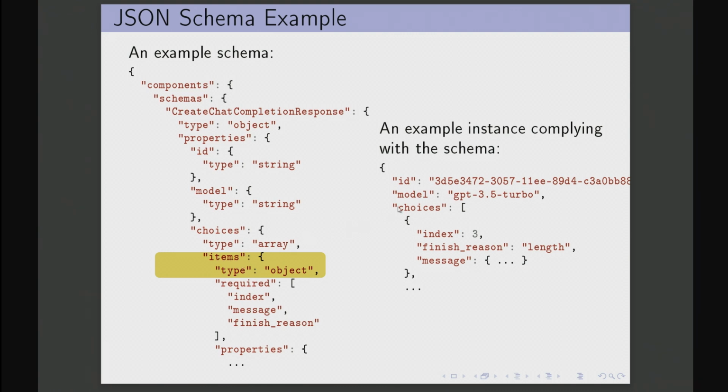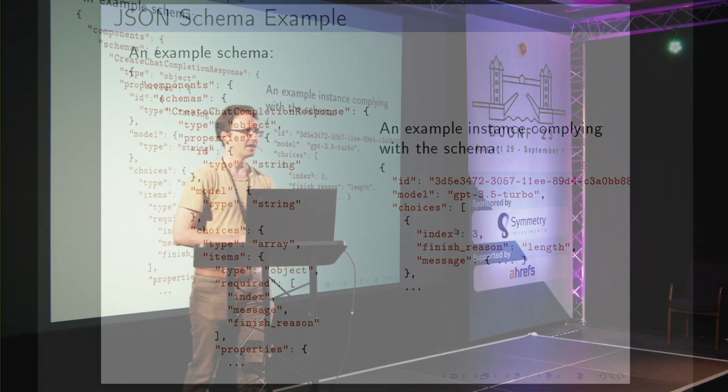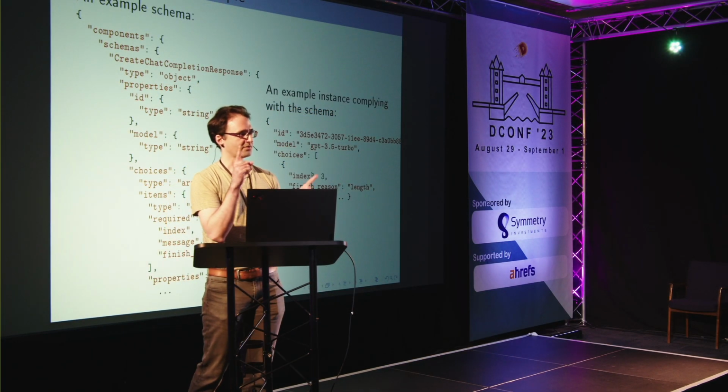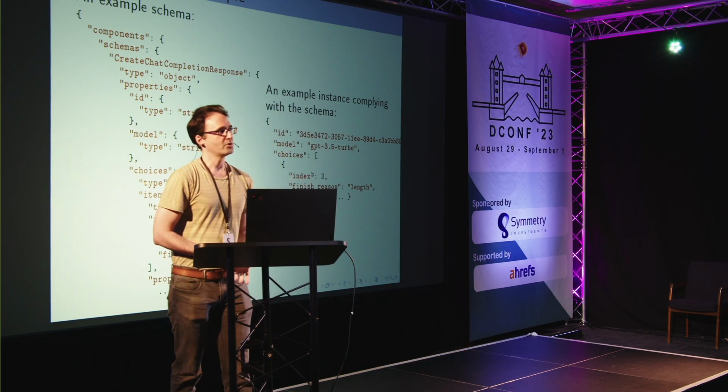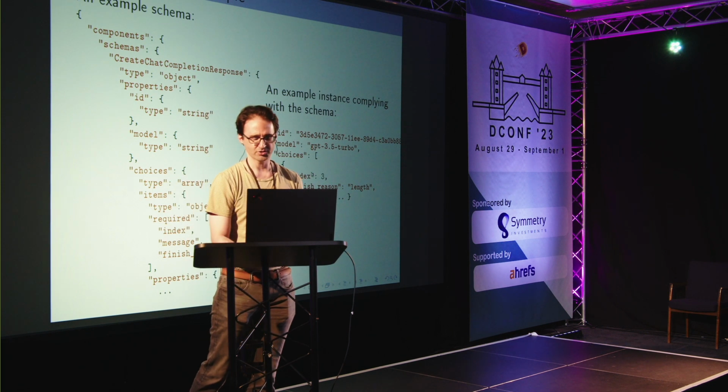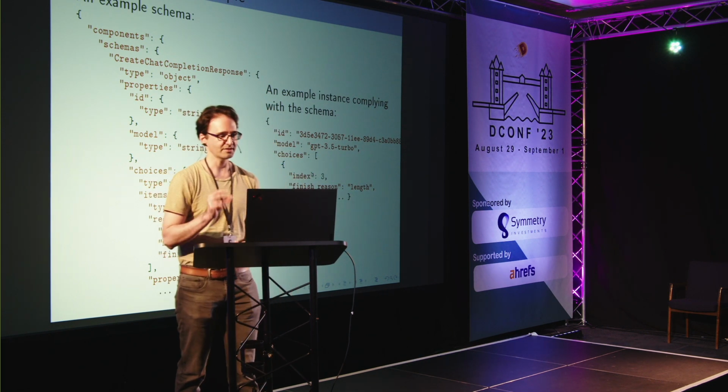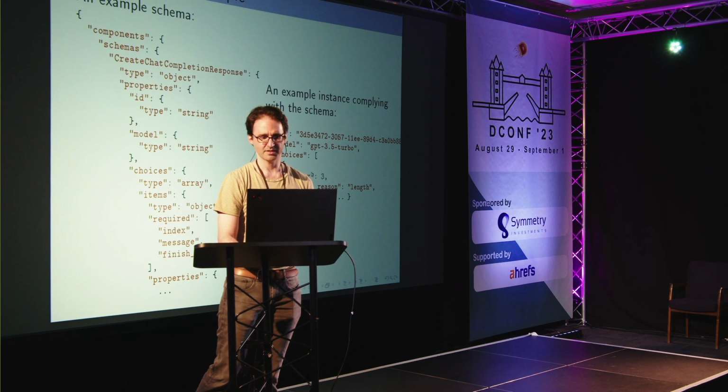Over here on the right, we have an example of a data structure that satisfies the conditions on the left. It has the ID, which is a string. It has the model, which is a string. It has choices, which is an array of things, which are themselves objects, which have their own required fields: index, message, finish reason, as in this particular example. So it's very formulaic, kind of a one-to-one mapping of how this works, which means it's great for code generation. Getting these specifications and turning them into D code that you can use as a client is not nearly as hard as you might otherwise think.